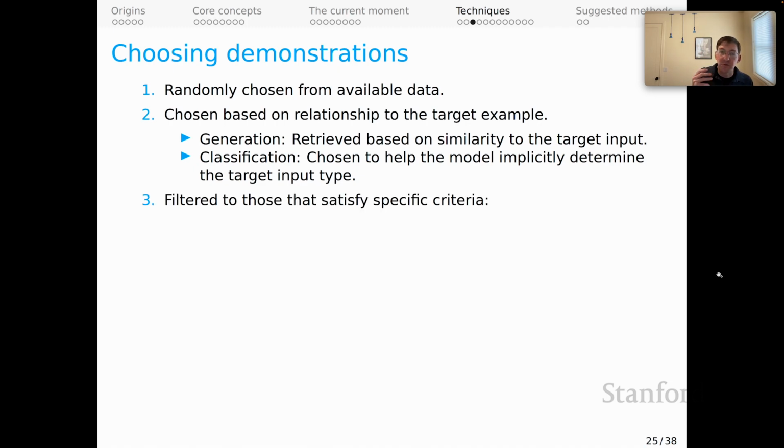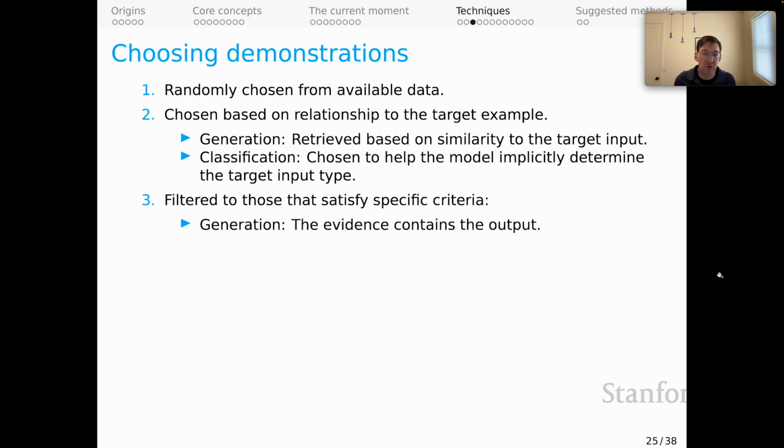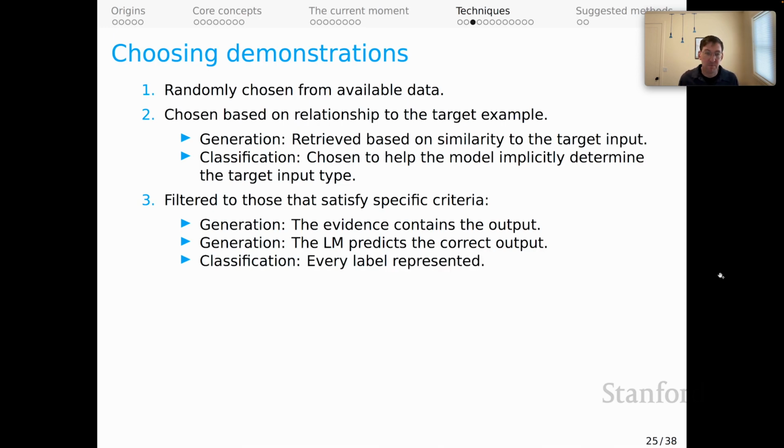You might also start to filter your demonstrations to satisfy specific criteria. For example, in generation, maybe we want to be sure that the evidence passage contains the output string. That would help the model figure out how to grapple with the evidence that we present to it. Or in generation, you might want the language model to be able to predict the correct answer. That's an idea that I alluded to before. In classification, maybe a straightforward thing would be to ensure that your demonstration set for every prompt includes every label that's represented in your data set, so that your model has an example of every possible behavior and isn't accidentally limited by the sort of thing that it sees in the prompt.